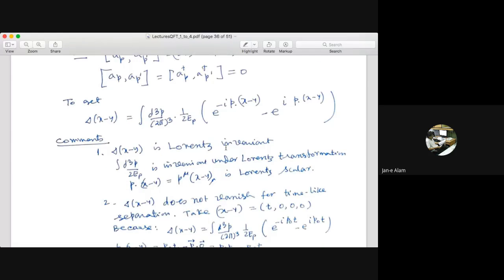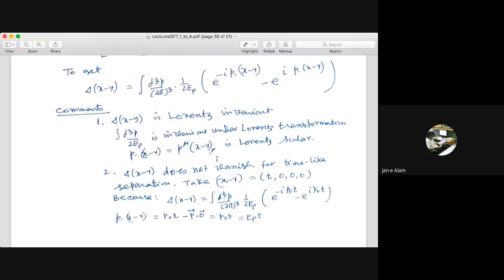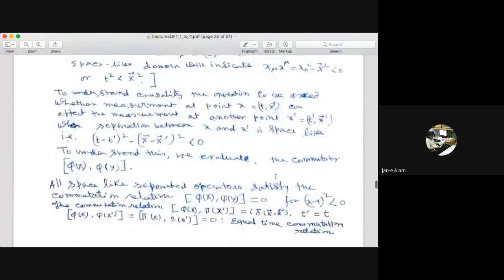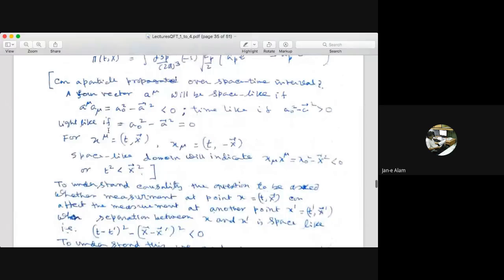let us first see whether delta(x minus y) vanishes in the time-like domain. So x minus y is the space-time separation. I can take this as t and all the spatial components at 0, and this will represent a time-like vector, because t square minus 0. What was the time-like vector? Time-like vector was temporal component square minus spatial component square.